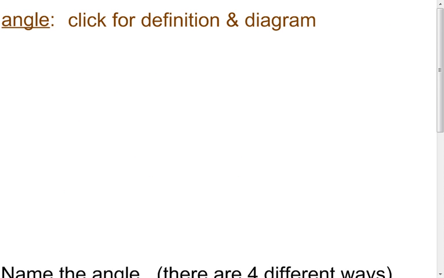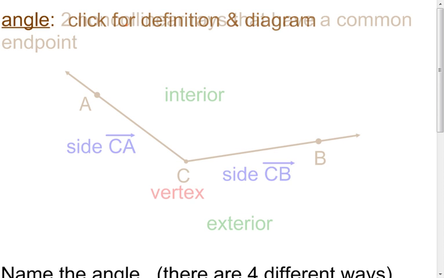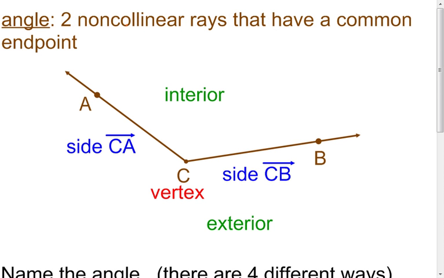Now the angle. I'm going to go out on a limb and say most of you have a pretty good idea of what an angle is going to be. By definition, it's going to be two non-collinear rays, and I'm not real big on this non-collinear part. I know the book has that, but I'm going to leave that off, and I'll show you why in the next slide. So think of an angle as just two rays that have a common endpoint.